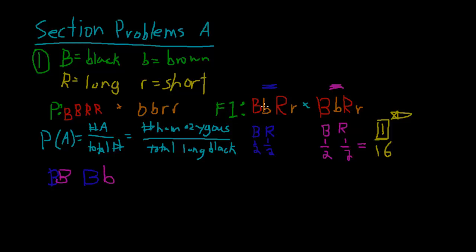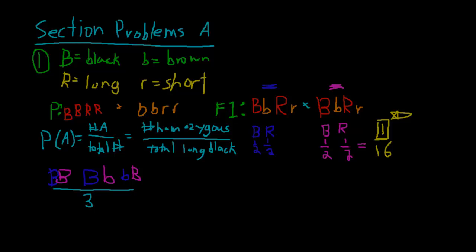It could receive the dominant allele from this parent and the recessive allele from this parent, and it'll still be black. Or it could receive little b, big B, the recessive allele from this parent and the dominant allele from this parent. All 3 of these possible outcomes result in black fur.